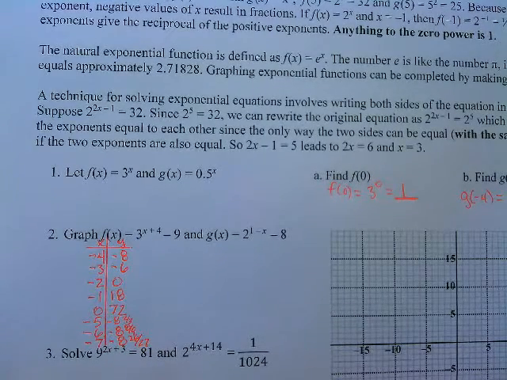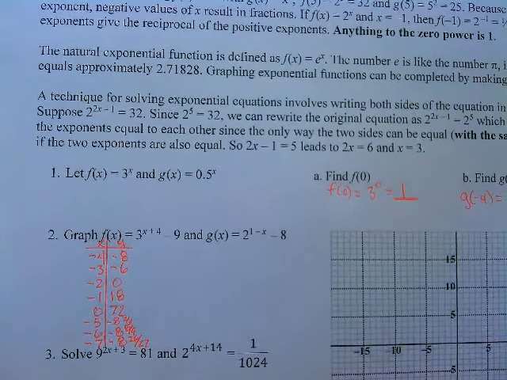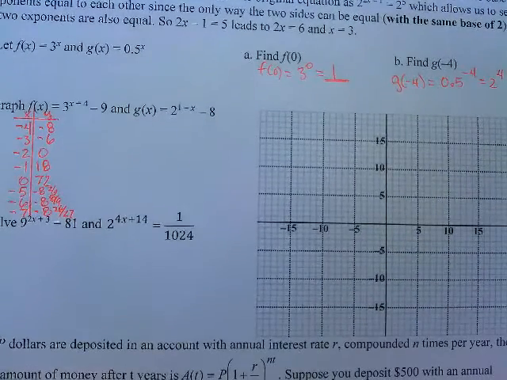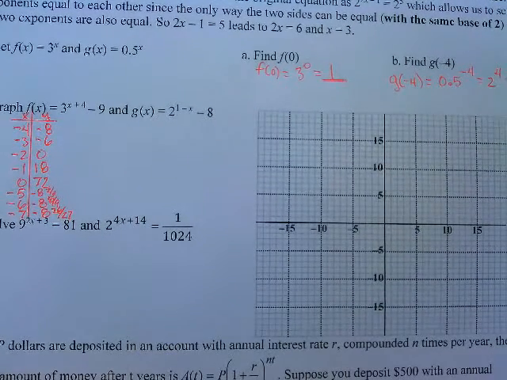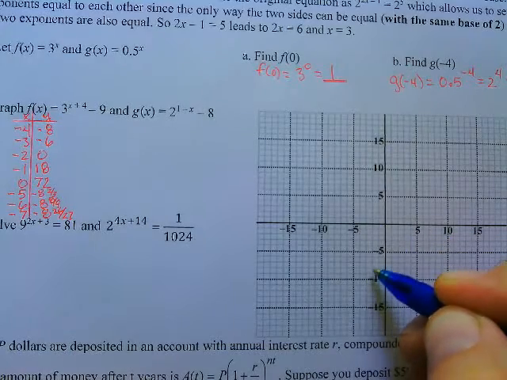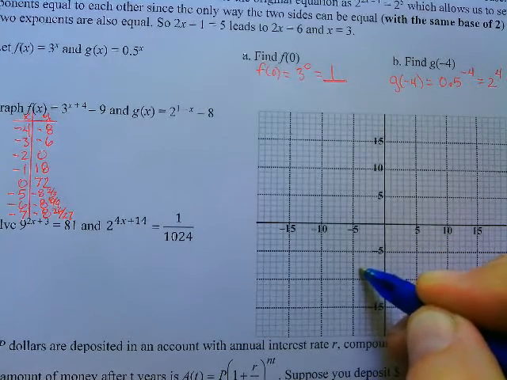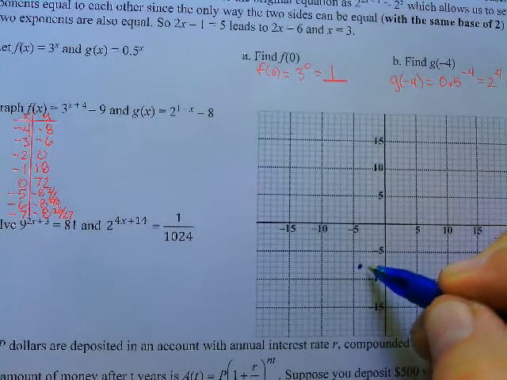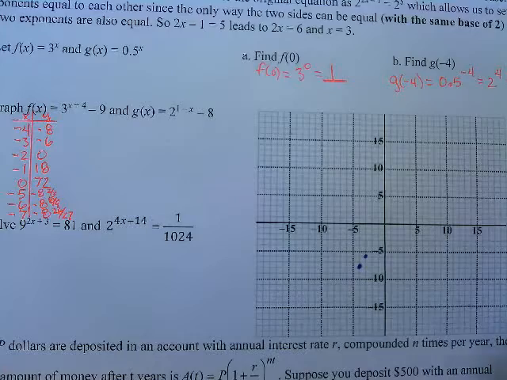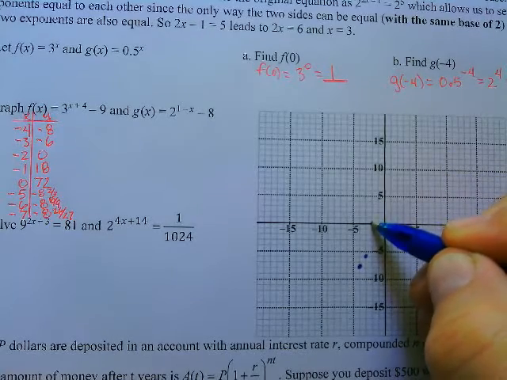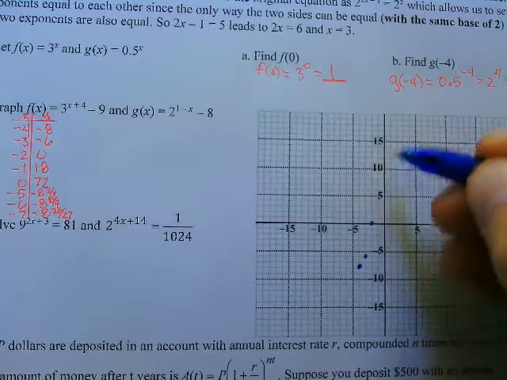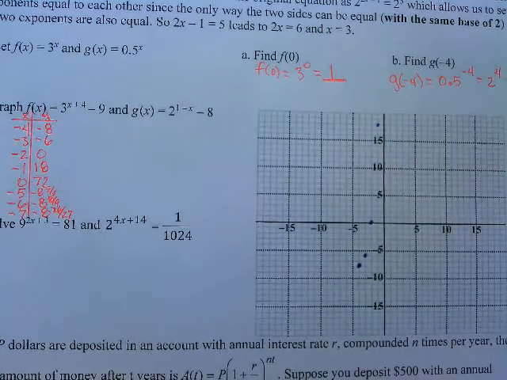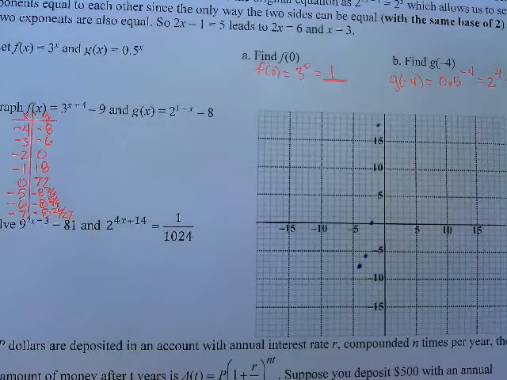Alright, so let's go ahead and graph these values. So we have -4, -8, so -4, -8 would be right here. -3, -6. -2 is 0. -1 is 18. So that gets us up here. And of course, 0 would be way off the graph.